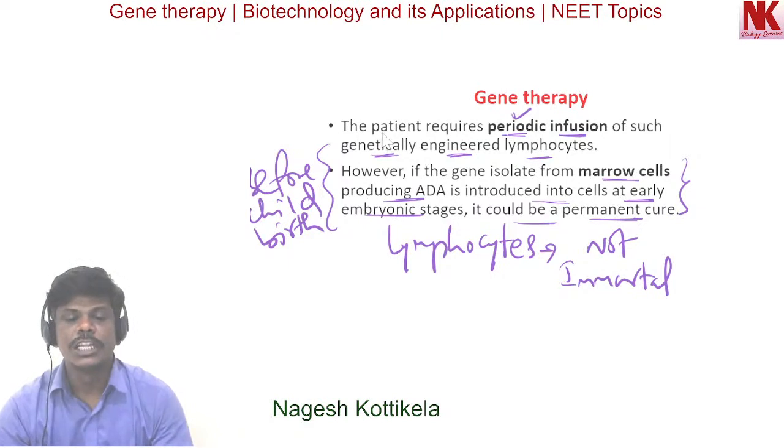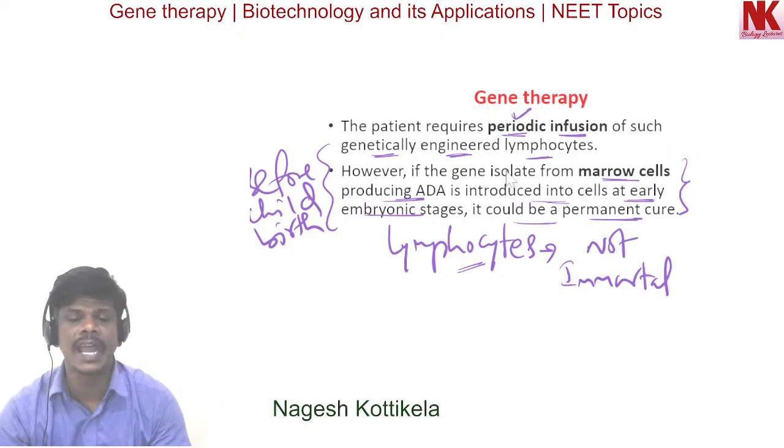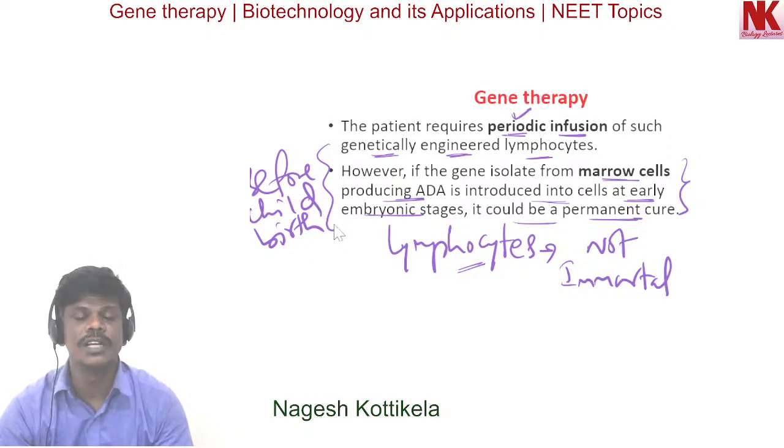The patient requires periodic infusion of such genetically engineered lymphocytes because the lymphocytes which are introduced are not immortal. And if the gene isolated from marrow cells producing ADA is introduced into the cells at early embryonic stages, that is before childbirth, this is what we call parental gene therapy. Before childbirth, if this gene therapy is performed, then it could be a permanent cure.